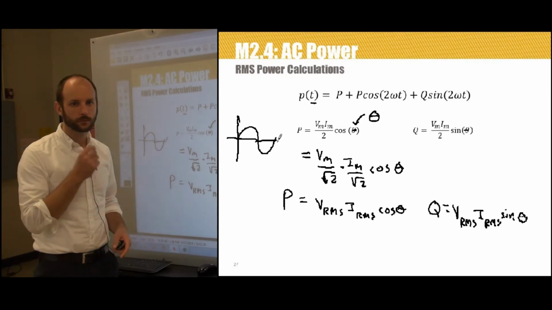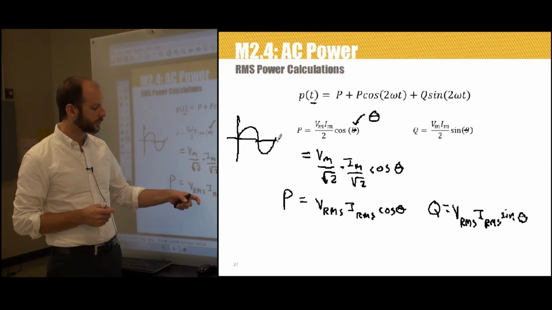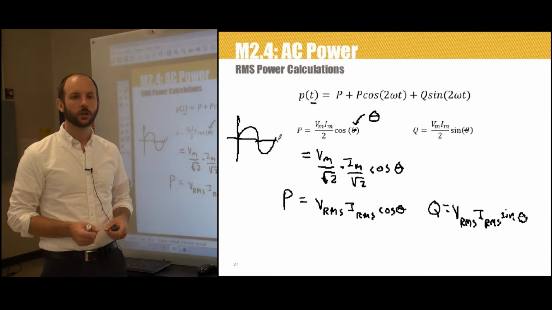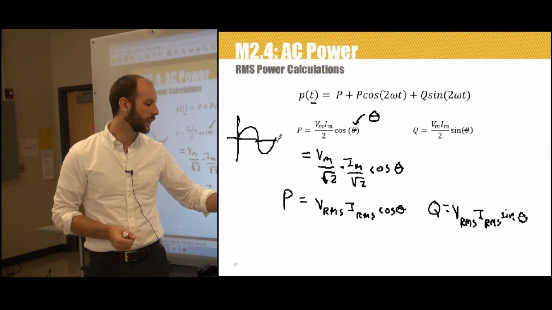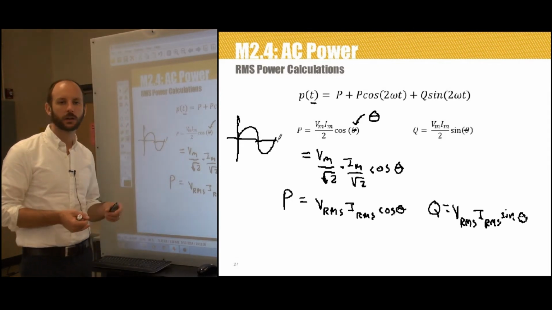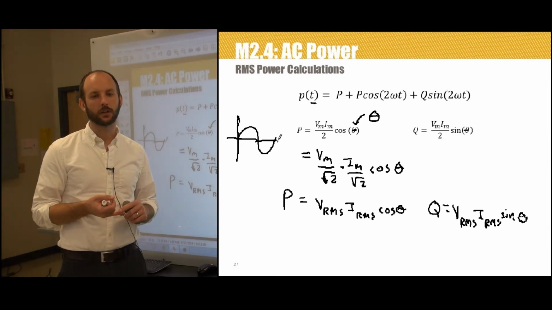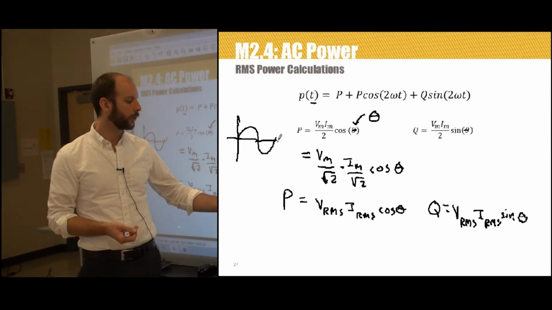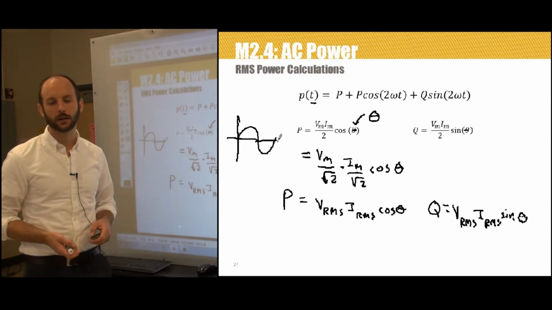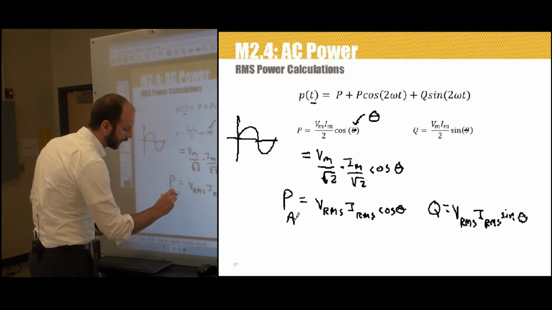positive VAR. For a capacitive load, cosine of negative 90 degrees is 0. No average power in a capacitor. Plug in negative 90 here, what do we get? Negative V RMS, I RMS. We get a negative VAR. So again, we see that positive Q results from an inductive load, indicating that the inductor is consuming VARs, and the negative Q that results when we put in a capacitor indicates that the capacitor is supplying the VARs. So a lot of times, we indicate this behavior by putting an average down here.